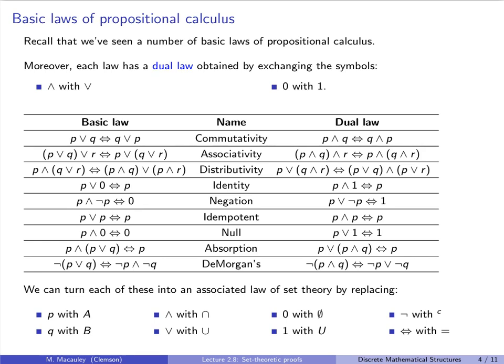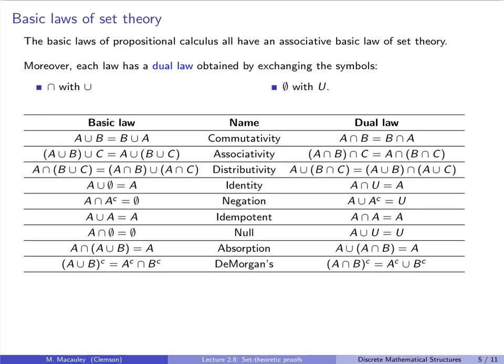1, 2, okay, 3. And each of these laws below has a dual law, of course, obtained by exchanging the symbols intersection with union and the empty set with the universe. So, commutativity just says that A union B is B union A, and the same with intersection. Associativity, we've seen things like this before. (A union B) union C is just A union (B union C), and the same with intersections.